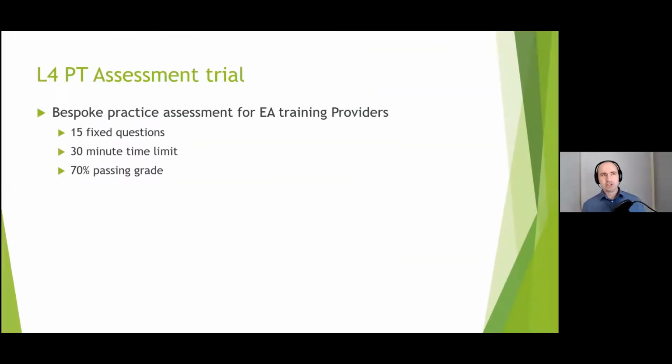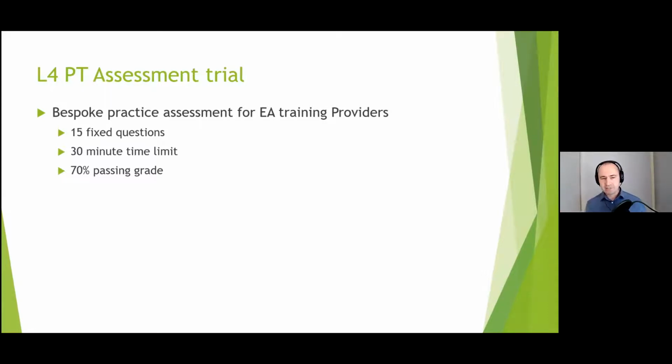Now, something that we wanted to do that I think would be very valuable is we wanted to be sure that you as training providers had an opportunity to trial some of the questions that we've currently built within the quiz. And so we've created a 15-question trial just for EuropeActive training providers and those of you who've attended this meeting. It's fairly short. It's a 30-minute test. So you've got about 2 minutes per question, which is plenty of time.